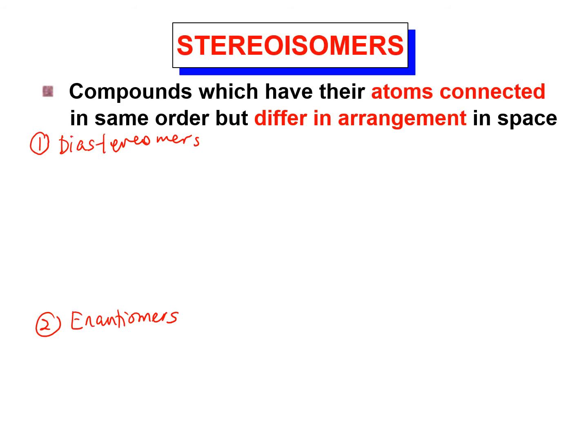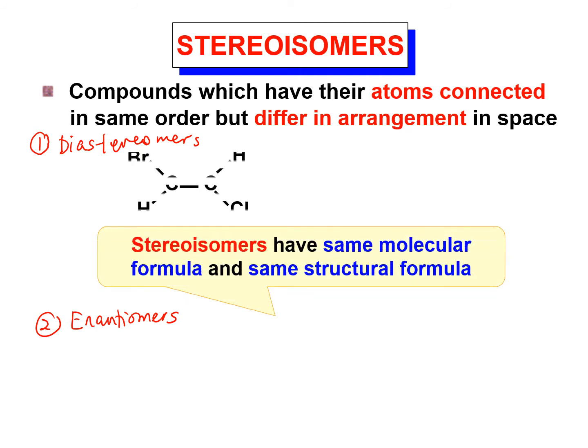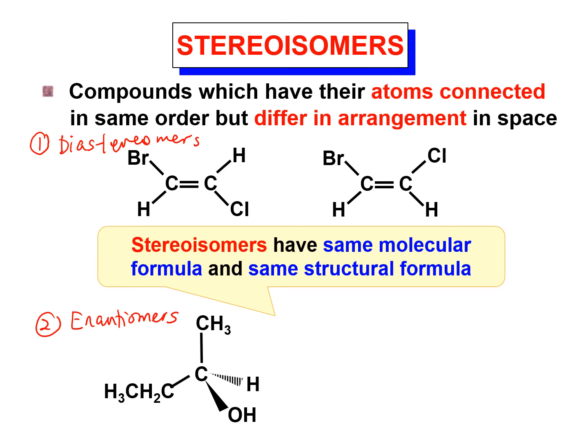Look at this example. Diastereomers. This is the first type of stereoisomers. The first structure is not mirror image to the second structure. Whereas for enantiomers, the first structure is the mirror image of the second structure. Okay, the first pair, diastereomers, are not mirror image to each other, but the second pair, enantiomers, are mirror image to each other.